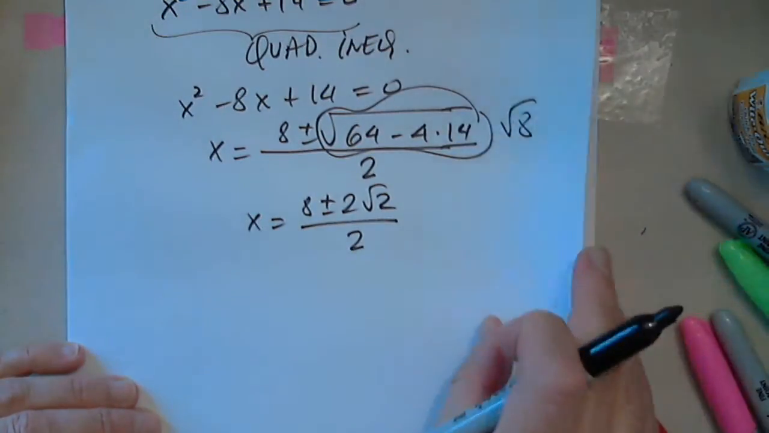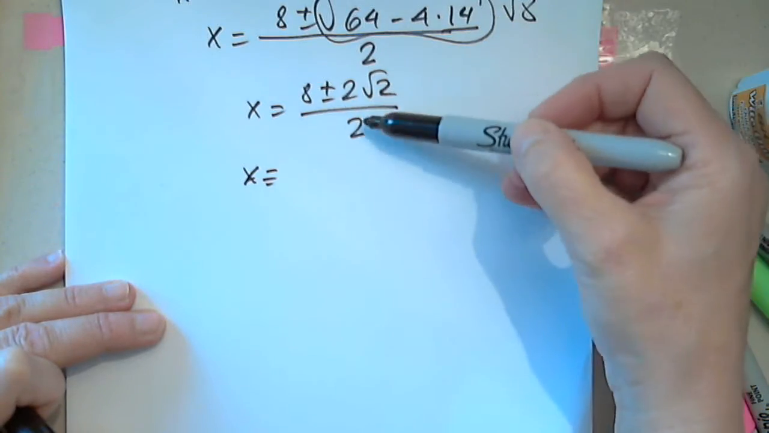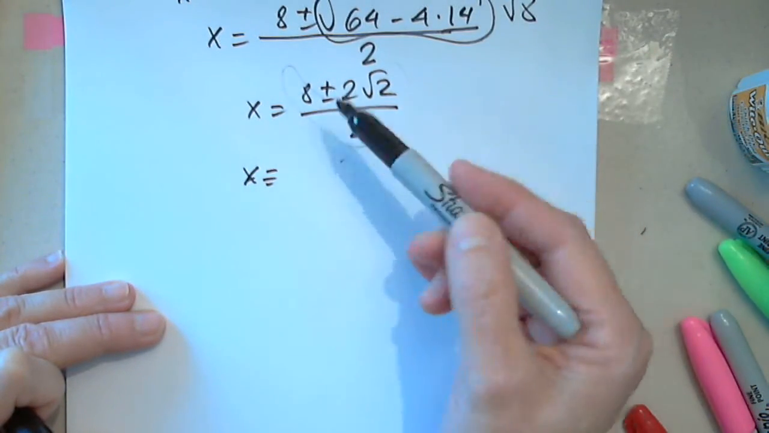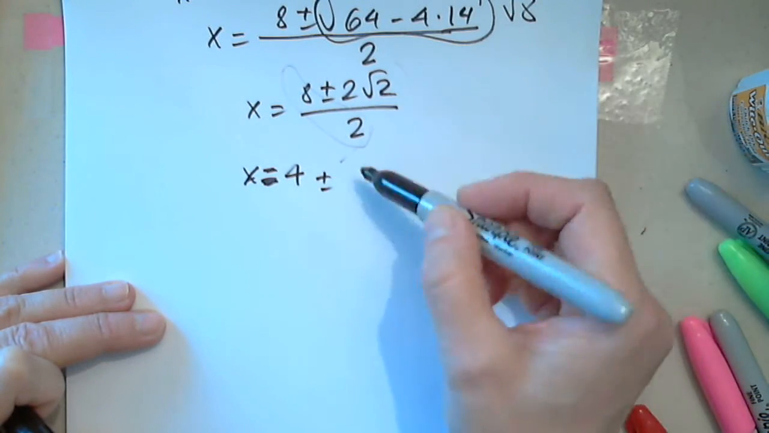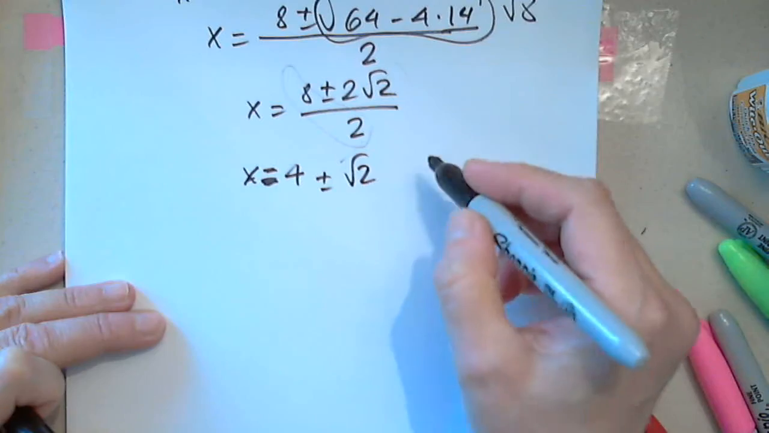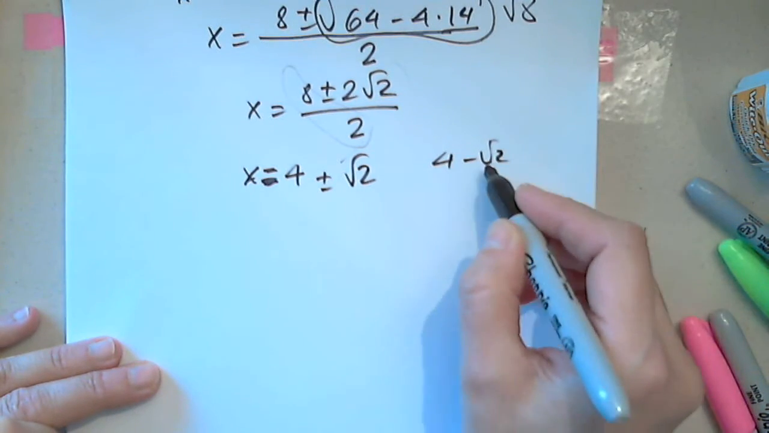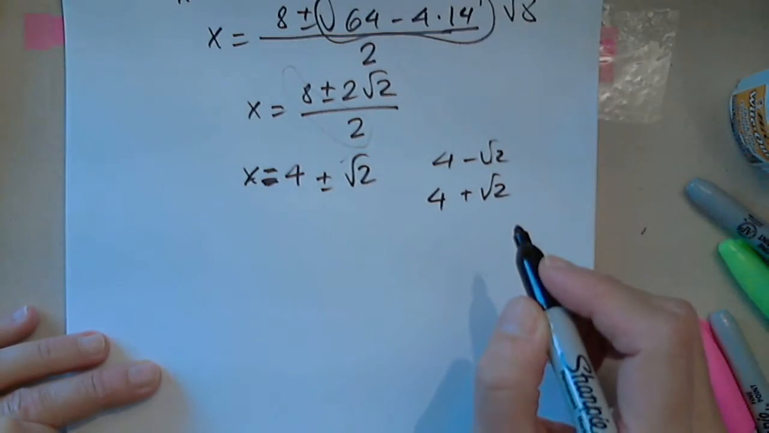The easiest and the best thing to do is to change it into two fractions. This fraction and this fraction. 8 over 2 is 4, plus or minus 2 over 2, the square root of 2. And I know that I have 4 minus the square root of 2, which is the smallest one, and 4 plus the square root of 2, which is the bigger one.